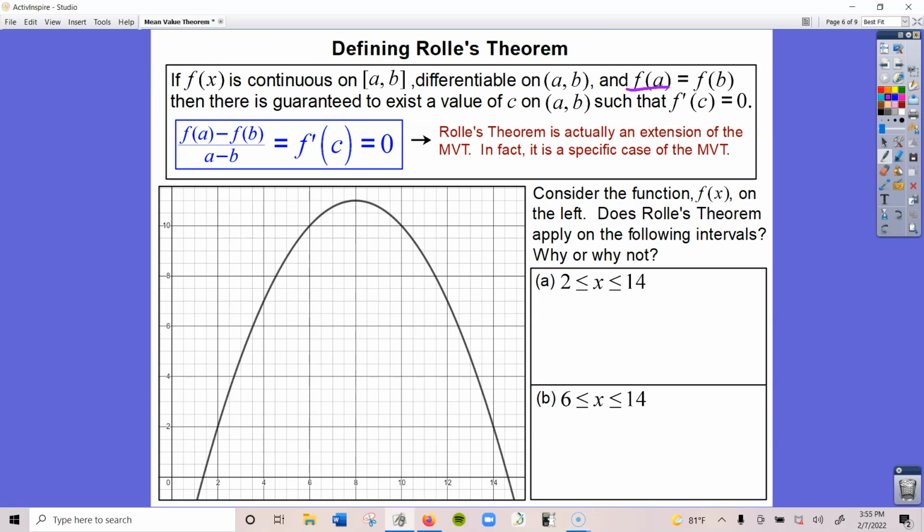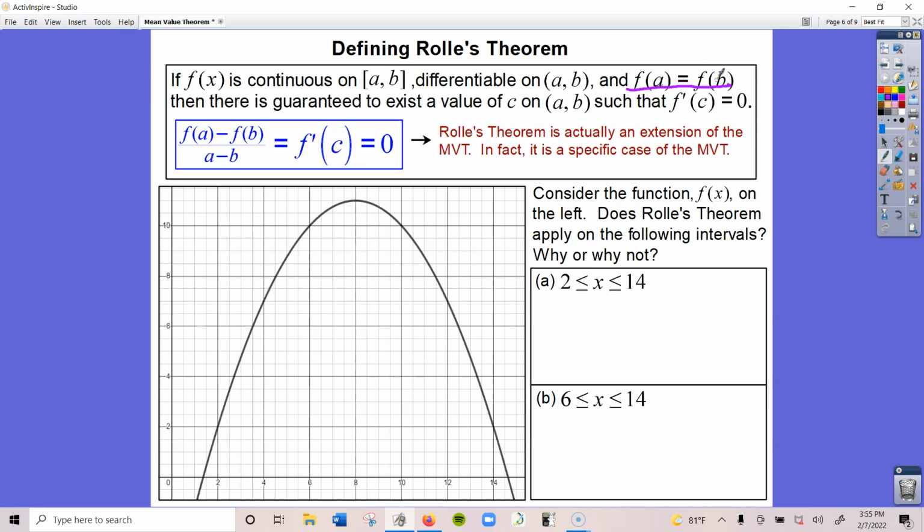The additional condition is that f of a must equal f of b. And if that's the case, then there is guaranteed to exist a value of c on the open interval a to b such that f prime of c is equal to 0. Now this is why this works.